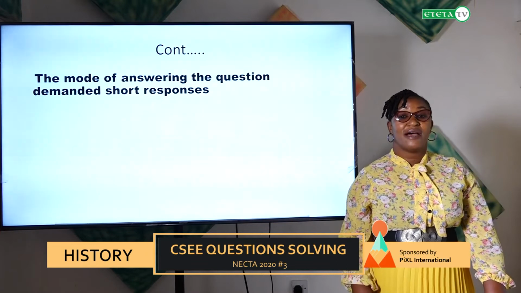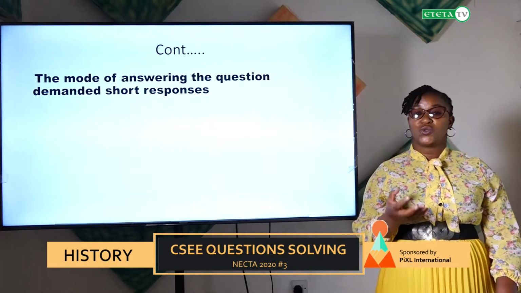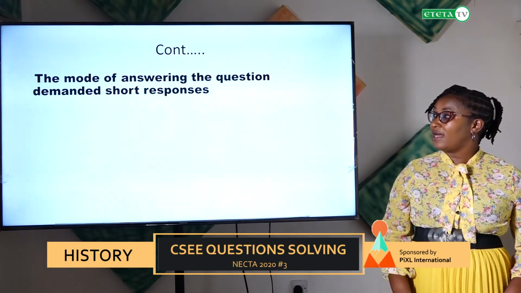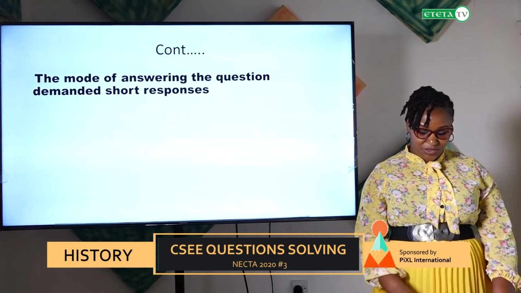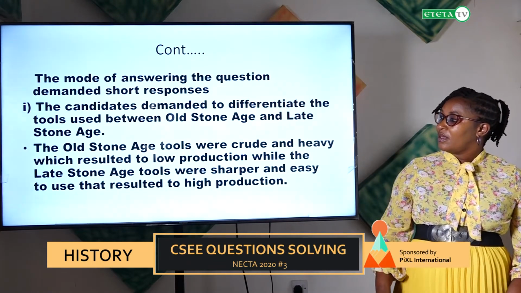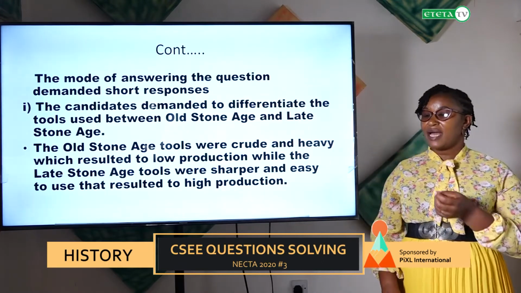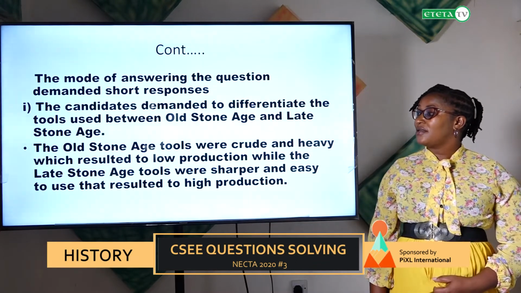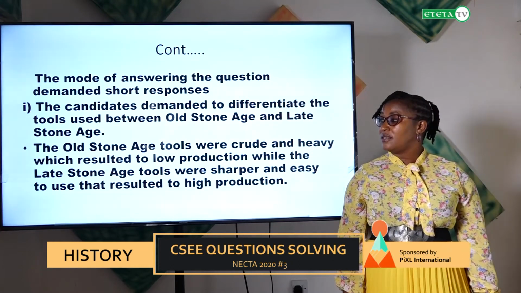As we read, we have 6 items, and each item demands the students to answer very shortly. Now we are going to see the mode of answering the question, which demands short responses. I'm going to remind you of the demands of item number 1. The candidates were required to differentiate the tools used between the Old Stone Age and the Late Stone Age.